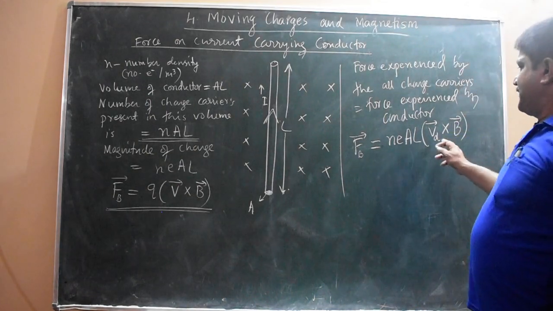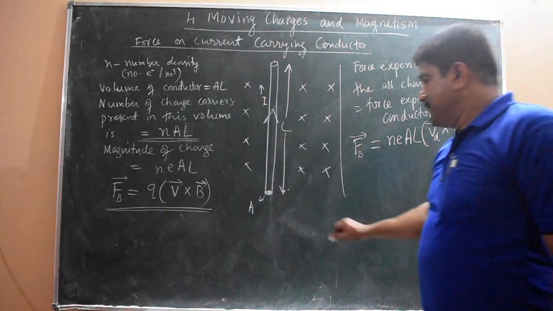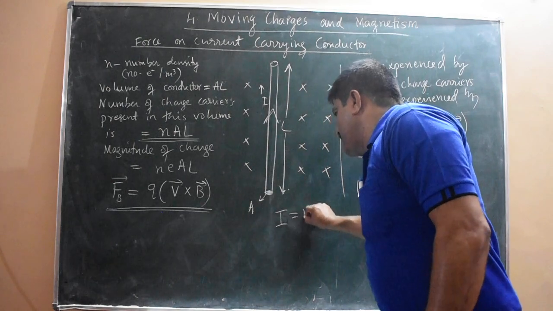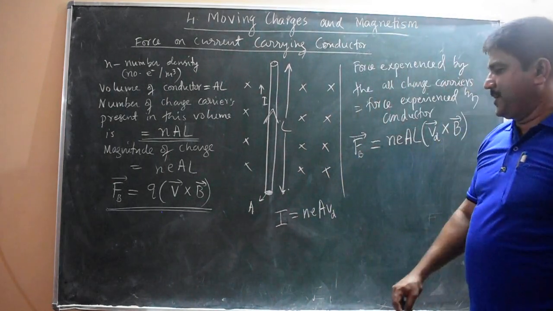Now you see, we have studied one expression for the current. The current I equal to N e A v_d. This is the current expression, agree?